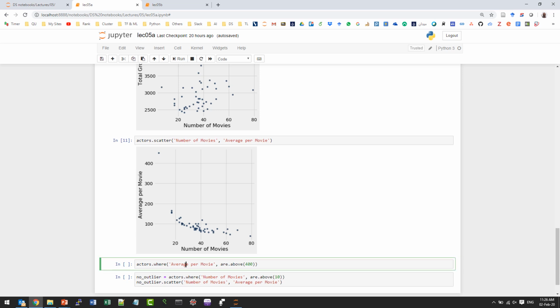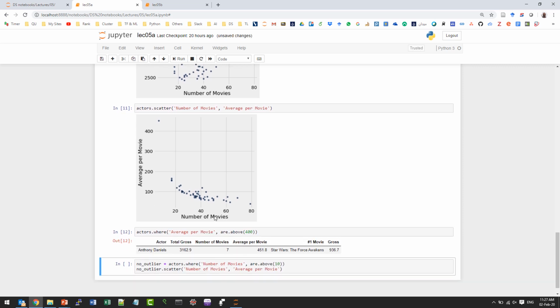So let's look to see which actor actually that is. We can do that with where, right? Remember, where selects the rows. So if we get all the rows that are above 400, it's only one, right? Based on this plot, we will get who that actor is. So it turned out that this actor was involved in 7 movies.